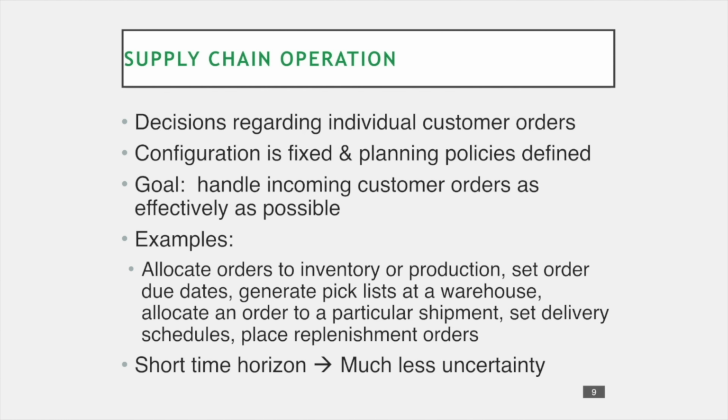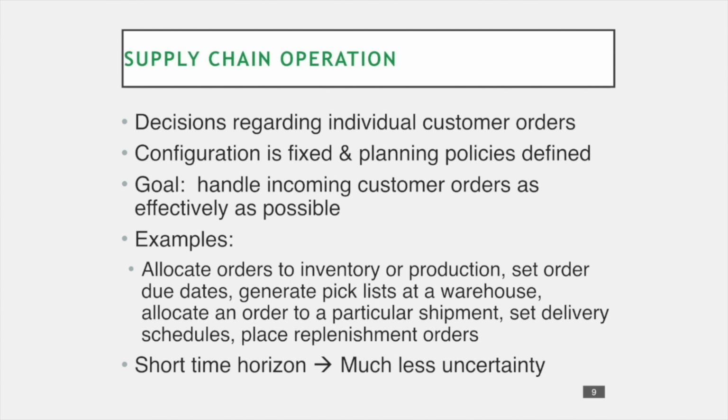Some examples include allocation of orders to inventory or production, so how many items should be produced or how many items should be kept in inventory. Then also what the order due dates will be, and decisions involving generation of pick lists at the warehouse. They allocate an order to a particular shipment, set delivery schedules, and place replenishment orders. All these decisions are examples of what happens at this stage.